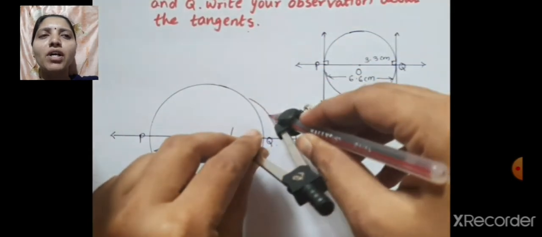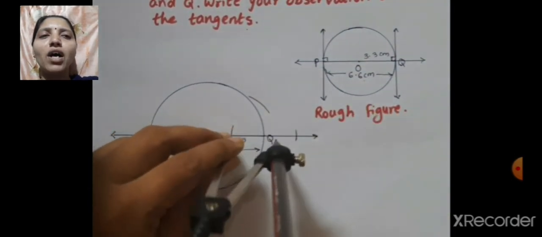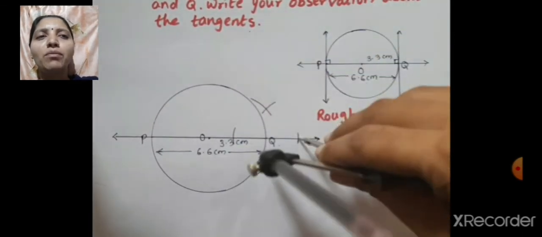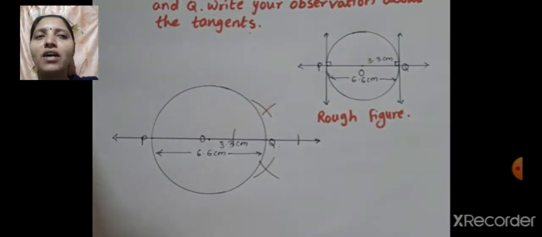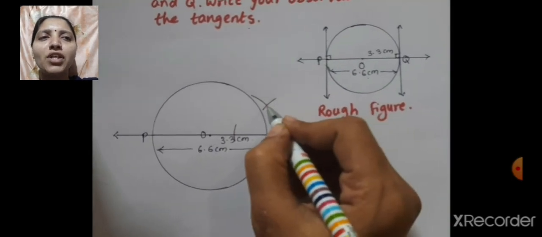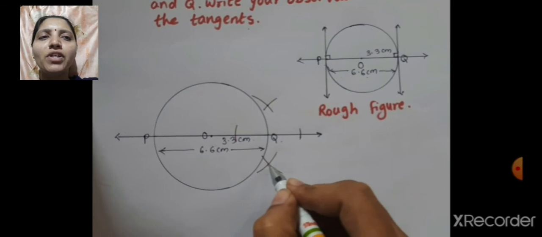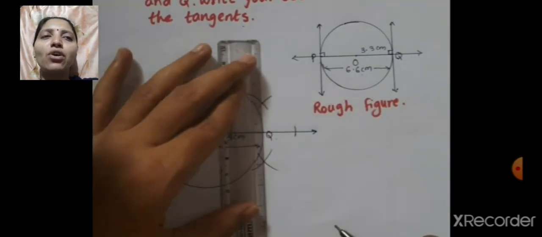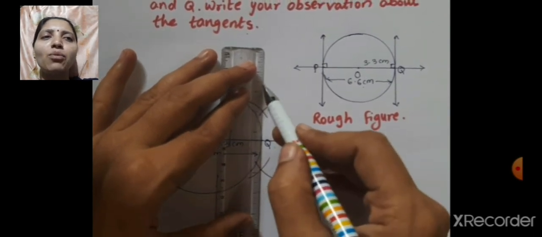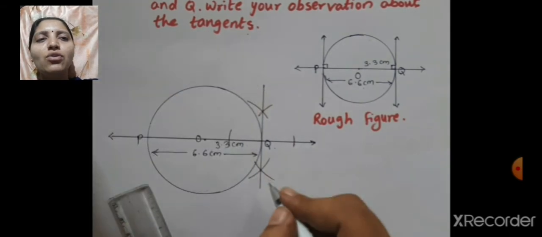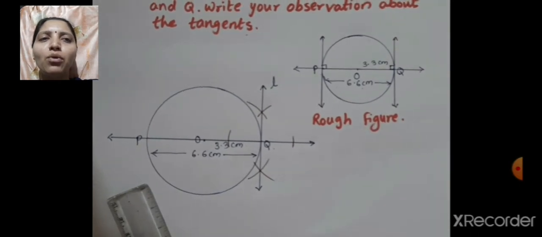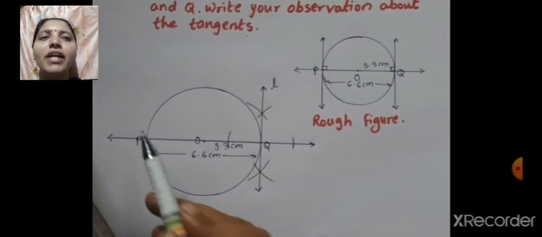Put the pointer on this mark, draw one arc above and one arc below. Similarly, on the second point put the pointer and draw two intersecting arcs like this. Now highlight the points of intersection. Why are we highlighting the points of intersection? So that you can easily draw the line. Now you have to draw a line passing through point Q. This line is perpendicular to chord PQ. So this is line L.